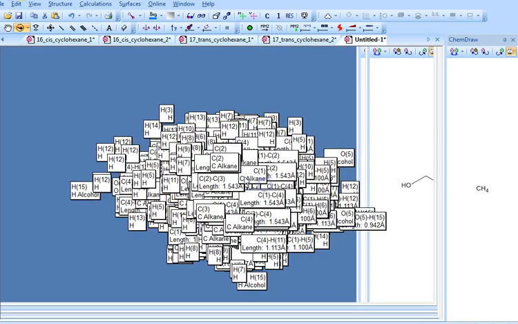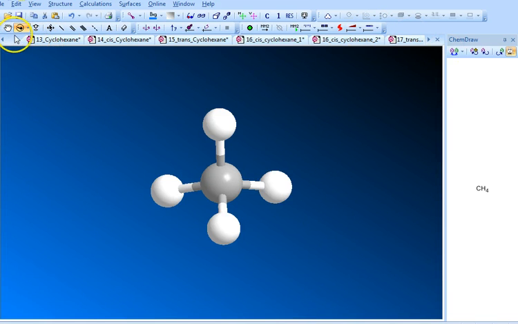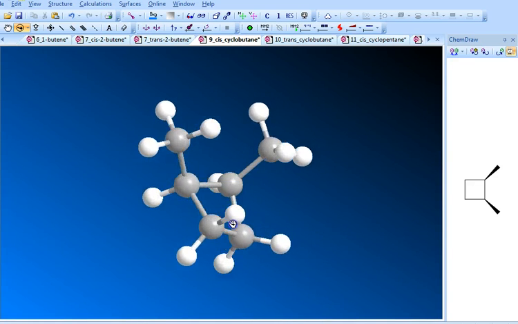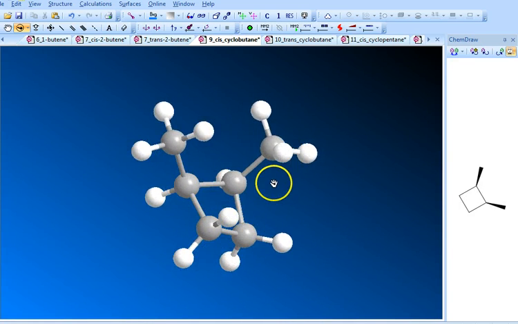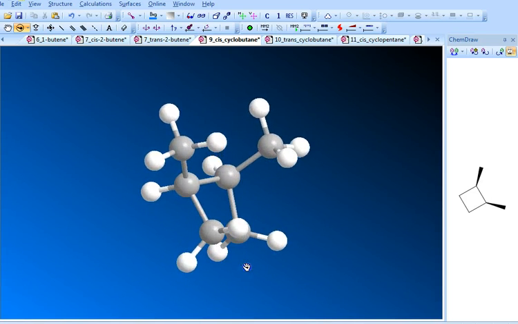Alright, now let's go to cyclobutane. Now we're going to replace hydrogens with methyl groups. If you replace any hydrogen that is on the top, you get two methyl groups that are also on the top.